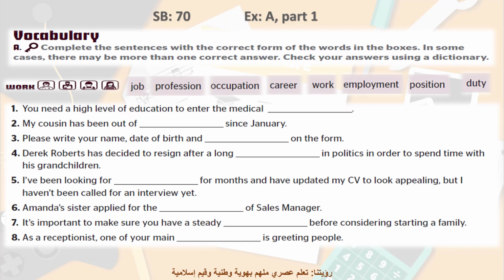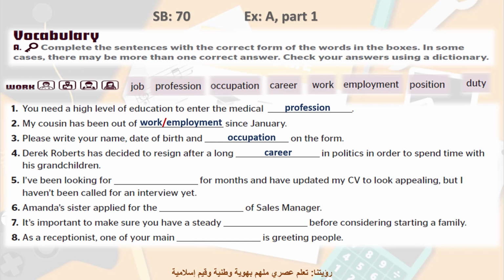Here are the answers. Number 1, you need a high level of education to enter the medical, yes, profession. Number 2, my cousin has been out of, yes, work or employment, both are correct, since January. Number 3, please write your name, date of birth, and, yes, occupation on the form. Number 4, Derek Roberts has decided to resign after a long career in politics in order to spend time with his grandchildren.